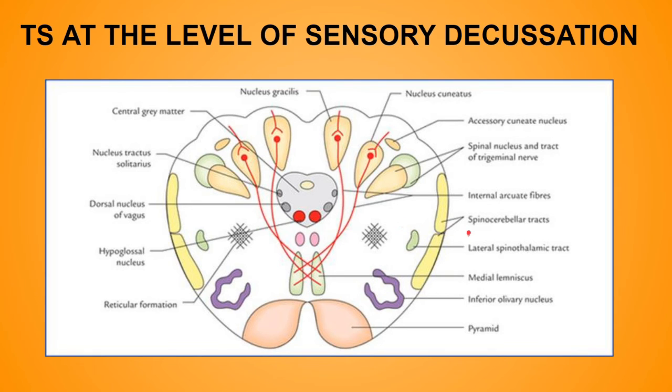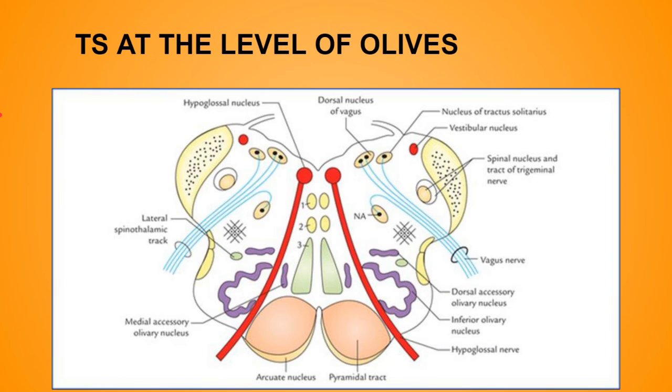Now next is the spinocerebellar tract. These are the spinocerebellar tracts, and this is the lateral spinothalamic tract. Now they both lie in the anterolateral area of the lateral white column. Now the lateral and the anterior spinothalamic tracts are very close to each other and collectively form the spinal lemniscus.